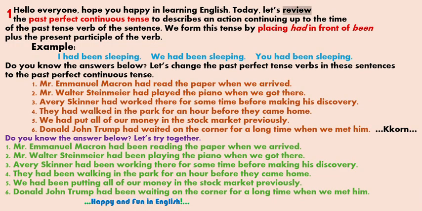Today, let's review. The past perfect continuous tense describes an action continuing up to the time of the past tense verb of the sentence. We form this tense by placing had in front of been plus the present participle of the verb. Example: I had been sleeping. We had been sleeping. You had been sleeping.